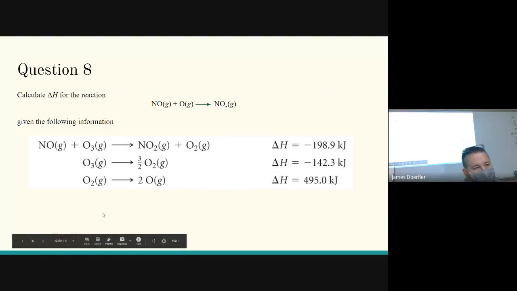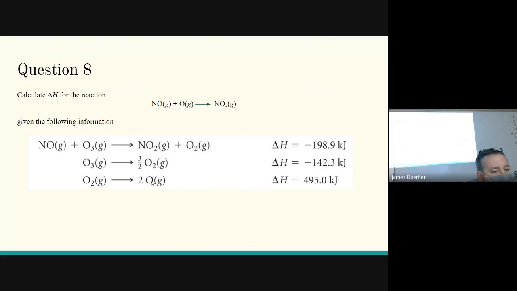Third equation. So now, in my third and final equation, I see that the product side of the third equation has my single oxygen here. But in the target equation, it's on the left-hand side. So I'm going to need to flip this third equation. But before I do anything crazy, I also notice that after I flip it, the coefficients aren't going to match up.